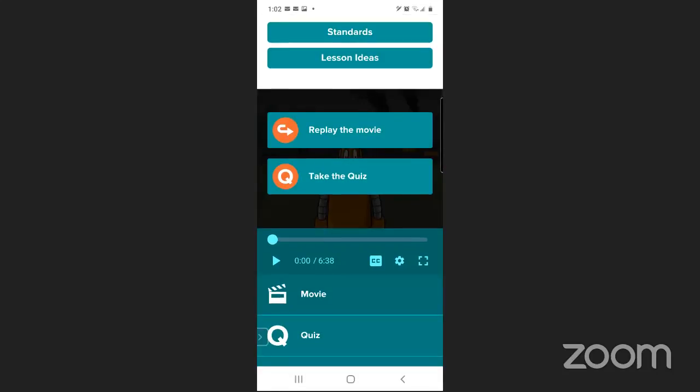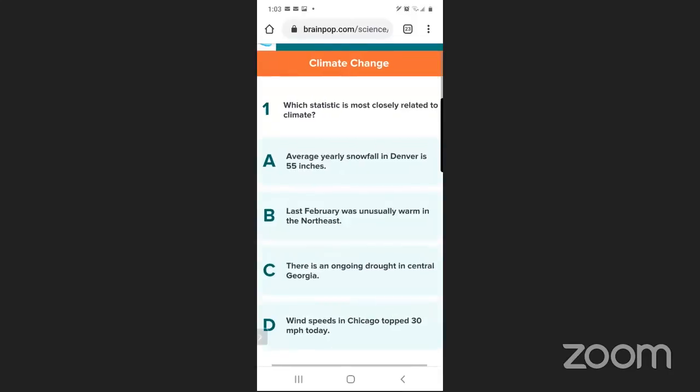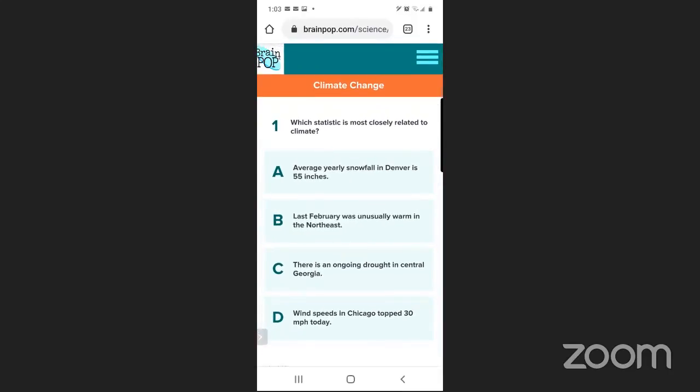Okay, so we'll do the quiz now. Which statistic is most closely related to climate? Average yearly snowfall in Denver is 55 inches. Last February was unusually warm in the Northeast. There is ongoing drought in certain Georgia. Wind speeds in Chicago top 30 miles per hour today.